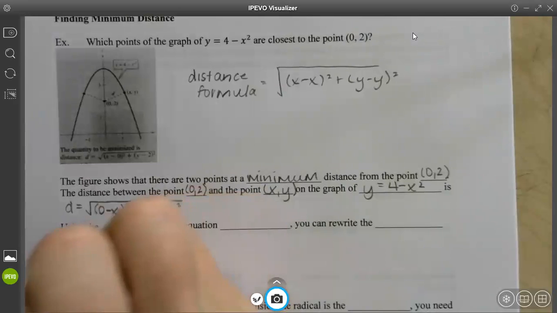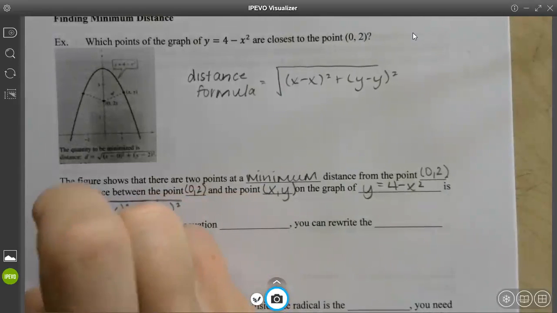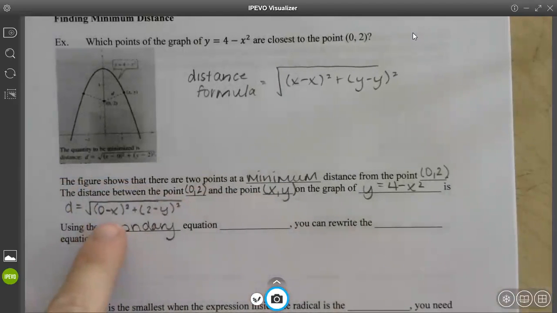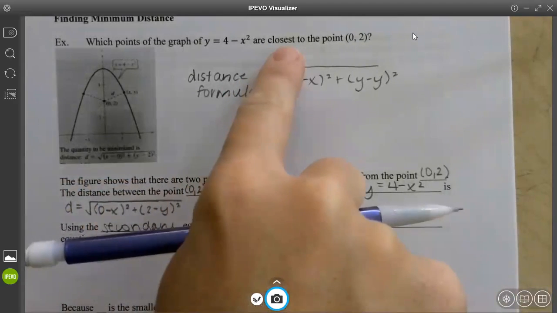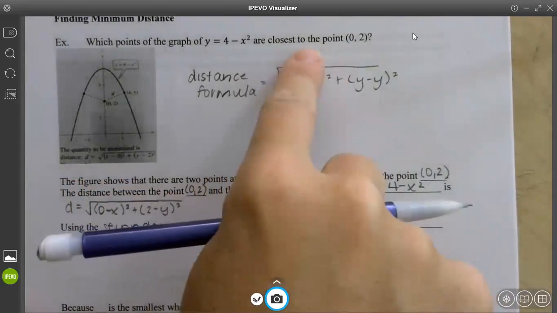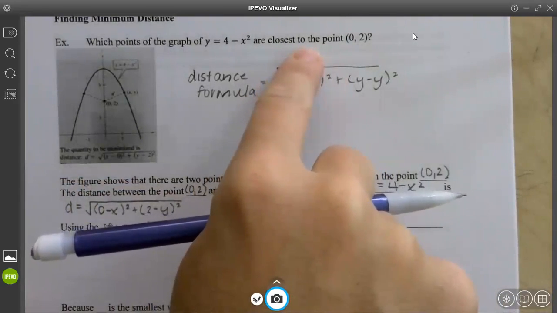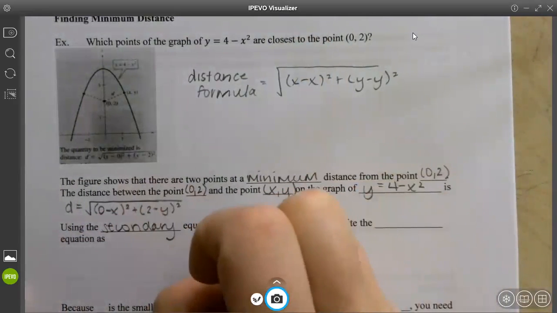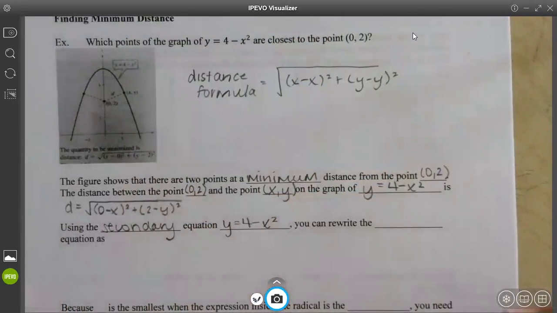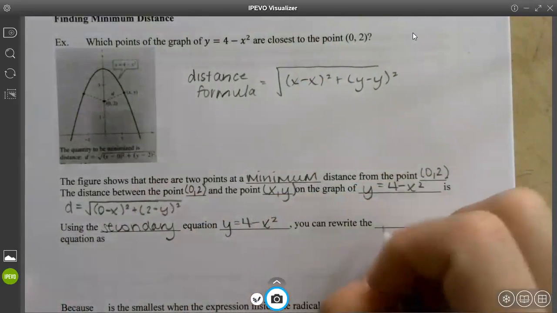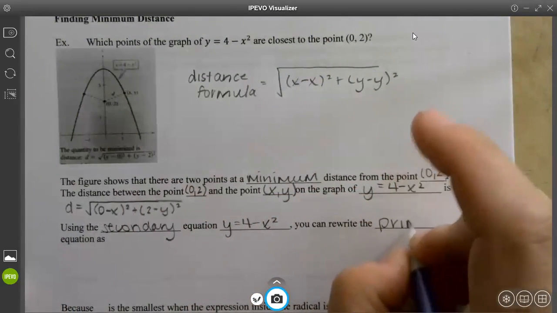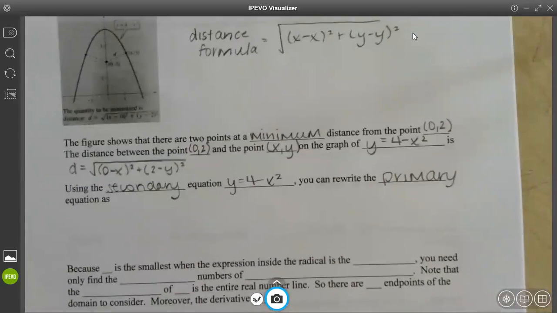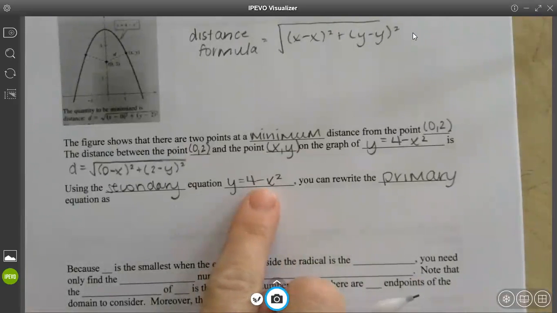Using the secondary equation, again, this one is your primary because what were we looking for? The closest to the point. So we're looking for the distance. Does everybody understand that? So this one is your primary. Using the secondary equation, the only other equation you have is 4 minus x squared. You can rewrite the primary equation. You don't even have to change this. You're just going to plug this in for y.